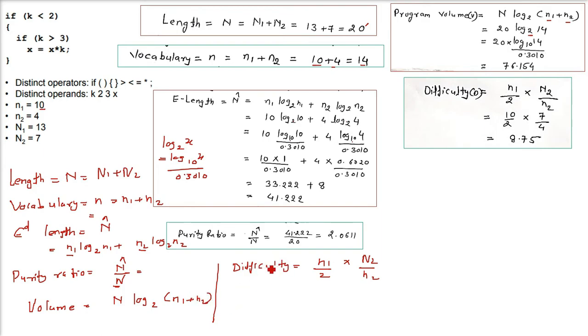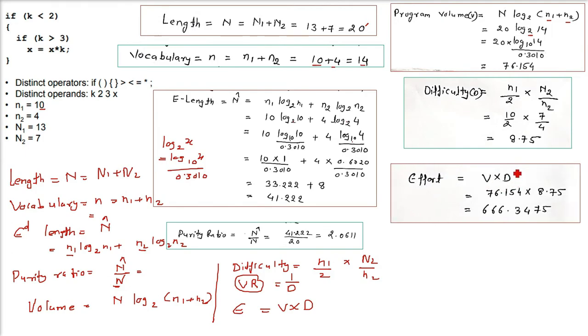Here is one more thing which is called volume ratio, VL. Volume ratio is 1 divided by difficulty. Just divide 1 by difficulty and you will get the answer. Effort is simply volume into difficulty. So 8.75 is the difficulty. Volume we already know, 76.154. The answer will be 666.3475. So this is how we calculate the Halstead metrics.